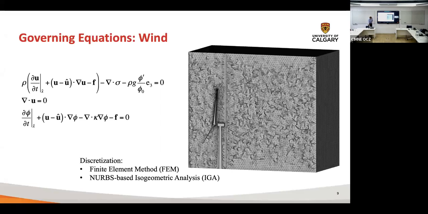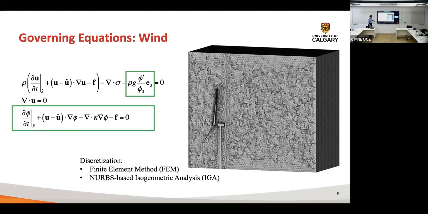For the wind energy applications, we are considering Navier-Stokes with a Boussinesq approximation. So that's your variation in the temperature, if you're dealing with the atmosphere, or variation in the density, if you are dealing with the ocean. Then you have your continuity equation, and then you have an additional advection-diffusion equation to govern your distribution of the temperature or the density.